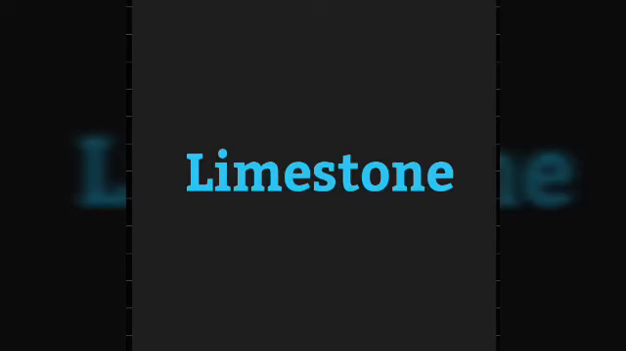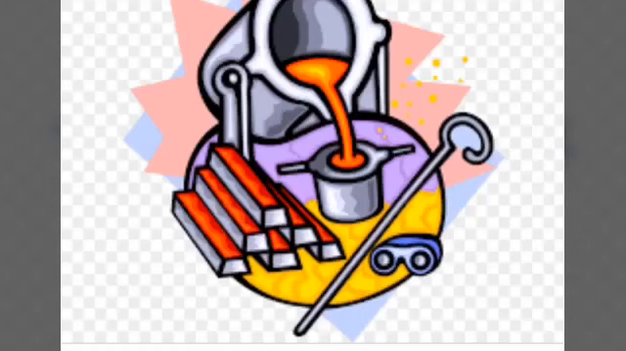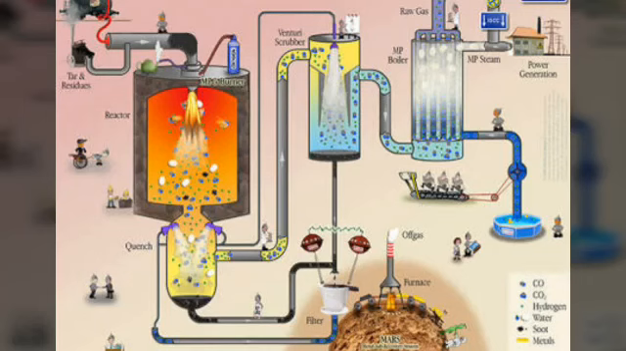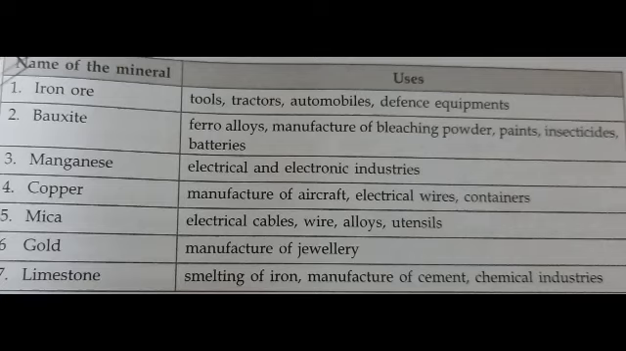Now let's talk about limestone. Limestone is used for smelting of iron. It is an important ingredient to smelt iron so that it can be molded into various shapes. Then, limestone is an important ingredient for chemical industries and cement industries.